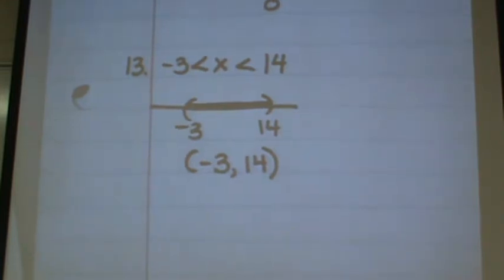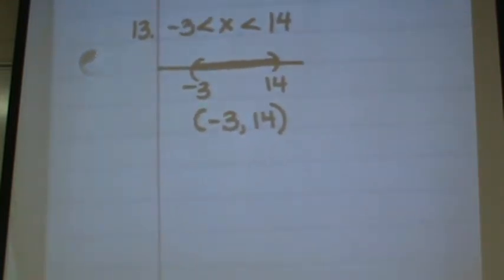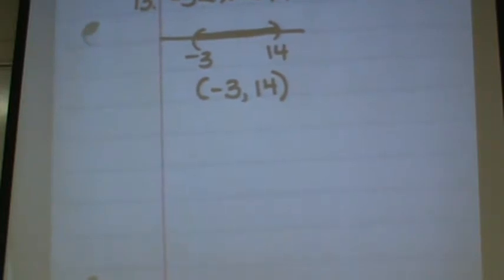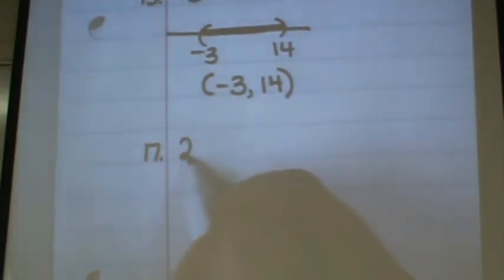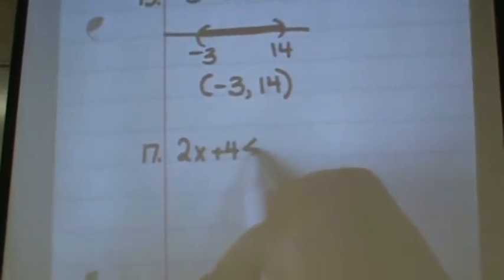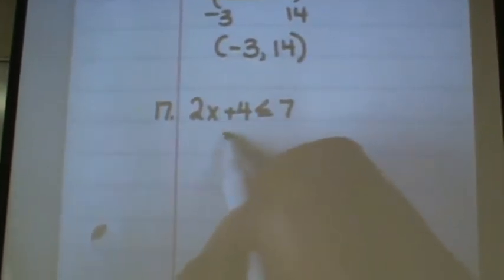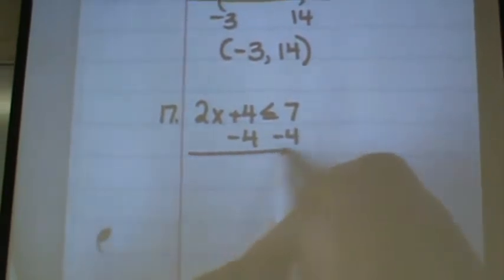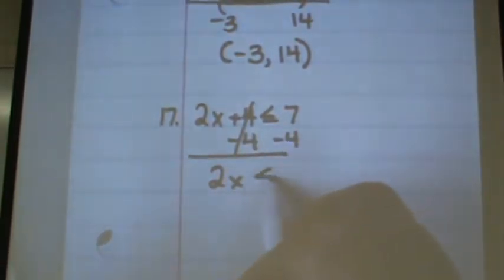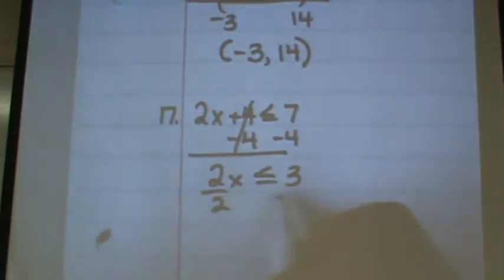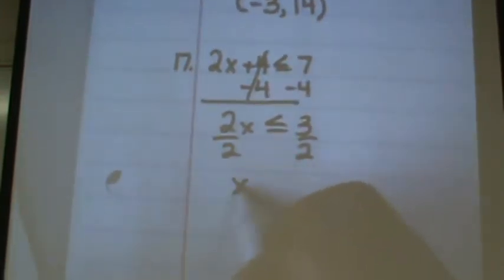Skip 15. Number 17, you're asked to solve the inequality and express your answer in interval notation. Your problem is 2x plus 4 is less than or equal to 7. So you would subtract 4. 2x is less than or equal to 3 and divide by 2. So x is less than or equal to 3 halves.